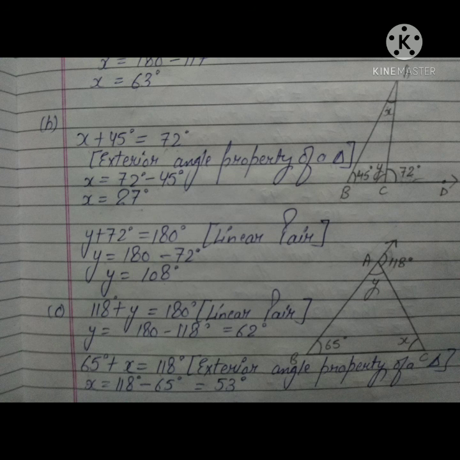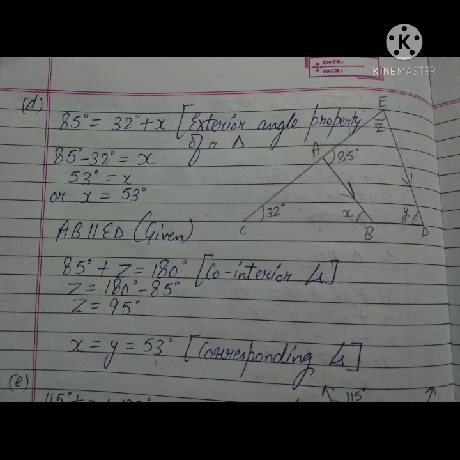118 plus y is equal to 180. They are forming a linear pair. So y is equal to 180 minus 118, which is 62 degree. And 65 degree plus x is equal to 118 degree. Exterior angle property of a triangle. x is equal to 118 degree minus 65 degree, which is 53 degree.